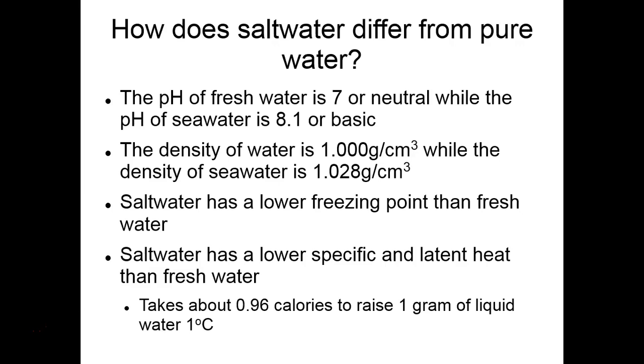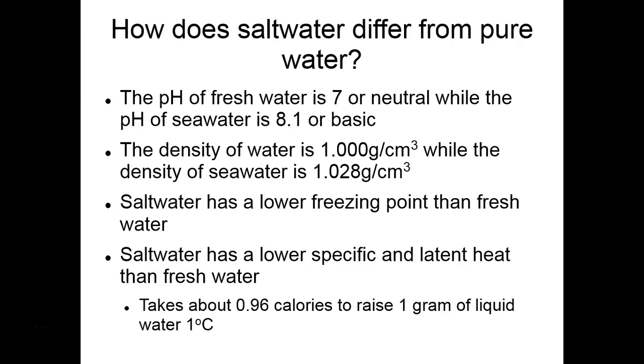Okay, so how does salt water differ from pure water? Well, one, the pH of fresh water is 7, or neutral, while the pH of seawater is 8.1, or basic. So seawater is actually slightly basic rather than being neutral. We'll talk a little bit more about pH in the next video that you watch on marine chemistry.